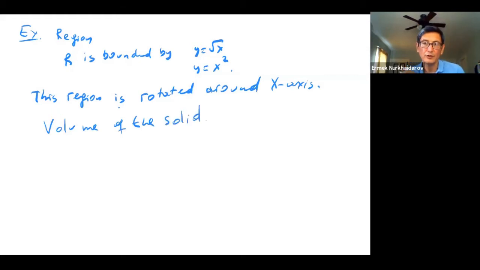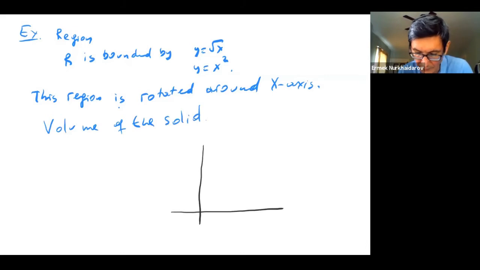So again, we'll do it in two methods. We'll do it in slices and we'll do the shells. So I'm going to draw a region. x-axis, y-axis. We're going to be referring to that picture for both cases. So square root and a parabola.